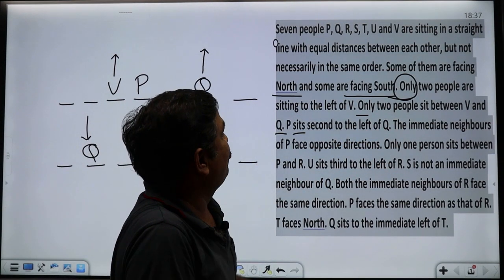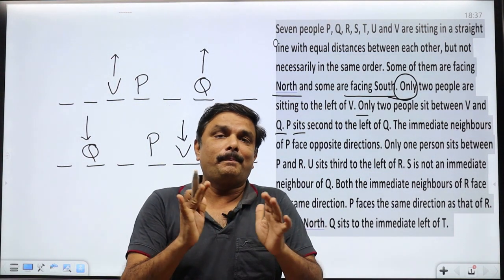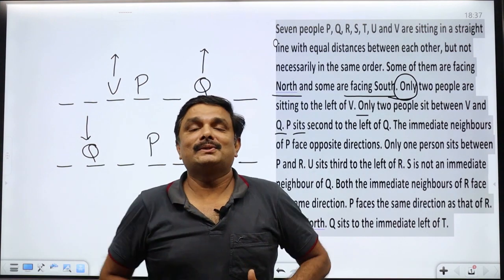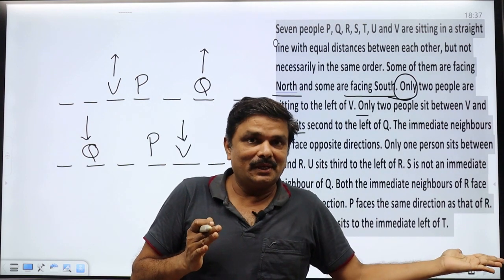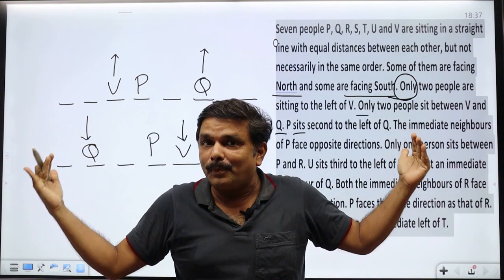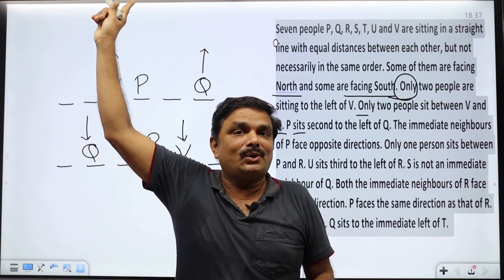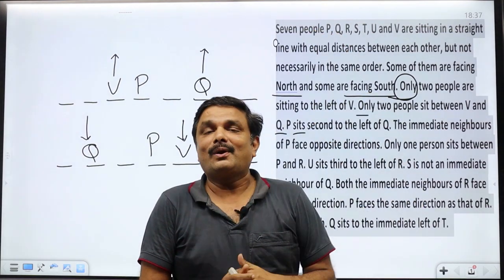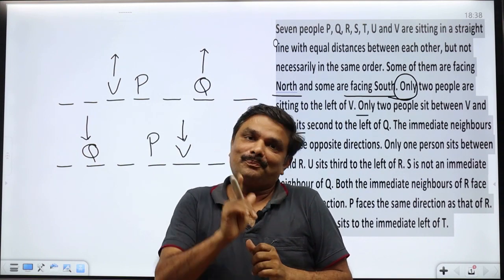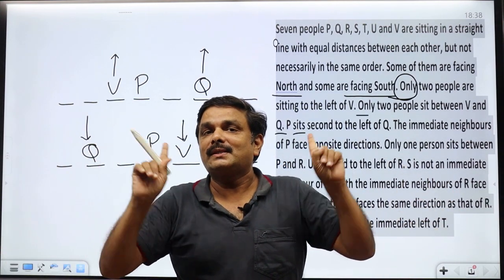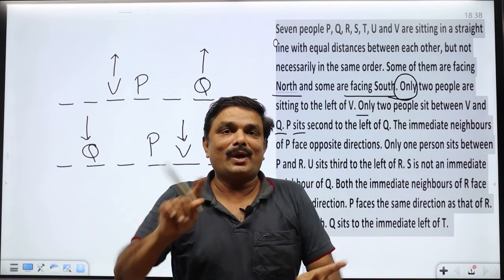The immediate neighbors of P face opposite directions. Now another important information. Immediate neighbors of P face opposite direction means, suppose I am P, right? Who are my immediate neighbors? This person and this person. So immediate neighbors of P face opposite direction means comparison is there between these two. If one person is facing north, other person should face south. No way it is comparison with the direction in which P is looking at. Got the clarity? Immediate neighbors of P face opposite direction means if one of the neighbors is facing north, other one should face south and vice versa.